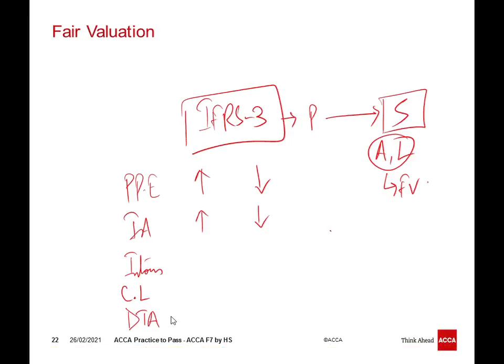So if the company has not yet recognized a deferred tax asset or deferred tax liability of the subsidiary, it will also be incorporated at the date of acquisition, if it is related to the date of acquisition. So if there is a deferred tax asset, the fair value of net assets will increase. If there is a deferred tax liability, the fair value of net assets will decrease.